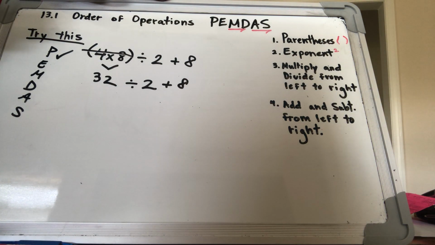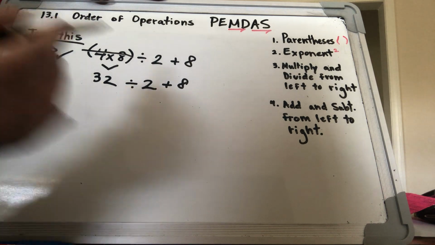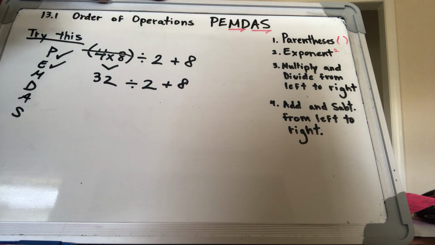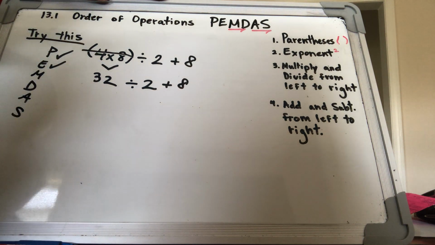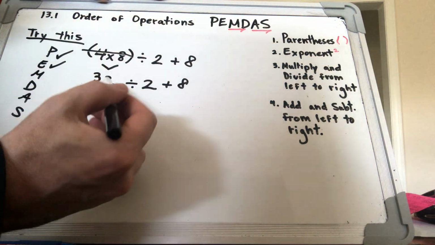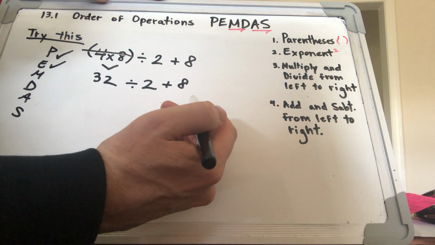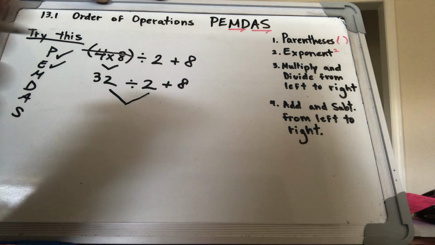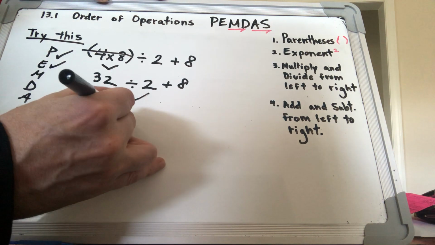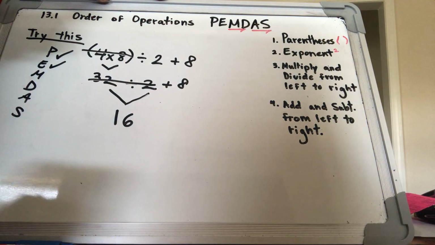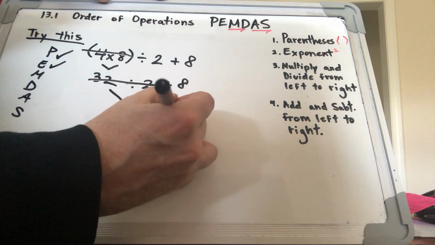Okay. So now I'm up to my next step. Exponents. Well, there are no exponents, so I'm just going to check that off as if it's done. My next step is multiply and divide from the left to the right. Well, there's no multiplication, but there is division. So let me do the division. 32 divided by 2 is 16. All right, I finished with that. I'll bring everything else down. The plus sign and the 8 come down.